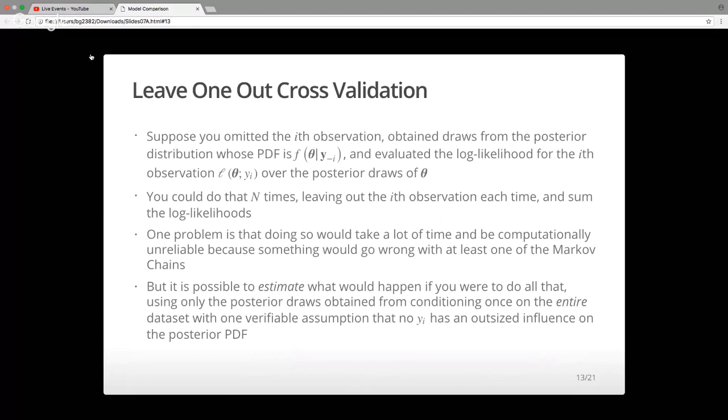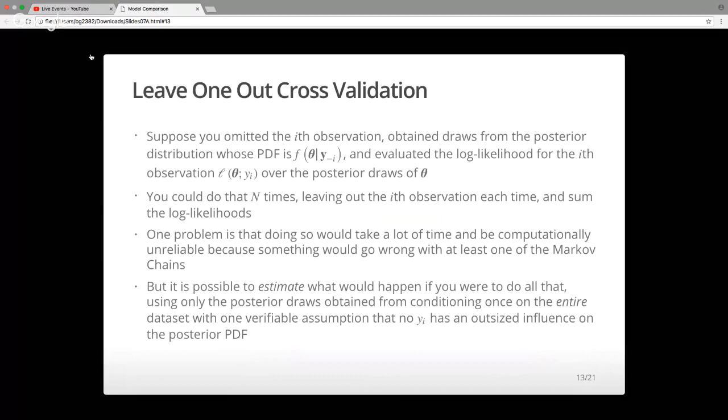and obtain S draws. But it turns out to be possible to estimate what would happen if you did all that. The only thing you have to do, two things you have to do to make that estimate, is obtain the posterior draws, conditioning once on the entire set of observations. And then there's one additional assumption, but this is a verifiable assumption, that no individual observation has an overly large influence on the posterior distribution.